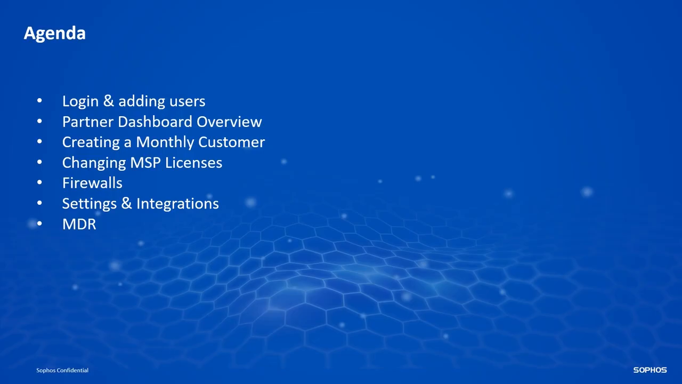And to give you all an idea of what we're going to be talking about today, first off, we're going to id.sophos.com in order to show you all the login process and how easy it is to add users through the partner portal. Then we're going to have an overview over the partner dashboard itself, how to create a new monthly customer, how to change licenses for a monthly account, how firewalls and MSP or monthly billing is working. Then we're going to have a look at settings and integrations. And then to top it all off, we're going to have a look at the MDR sections within the central partner dashboard. So the first thing that we want to do here is going to id.sophos.com.